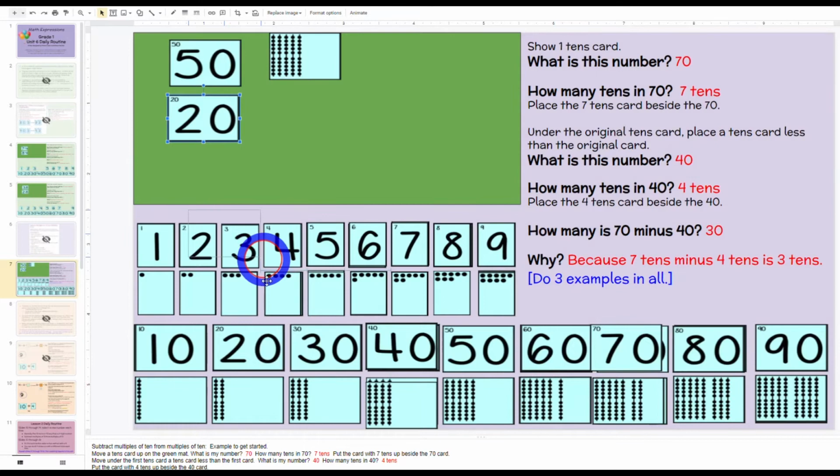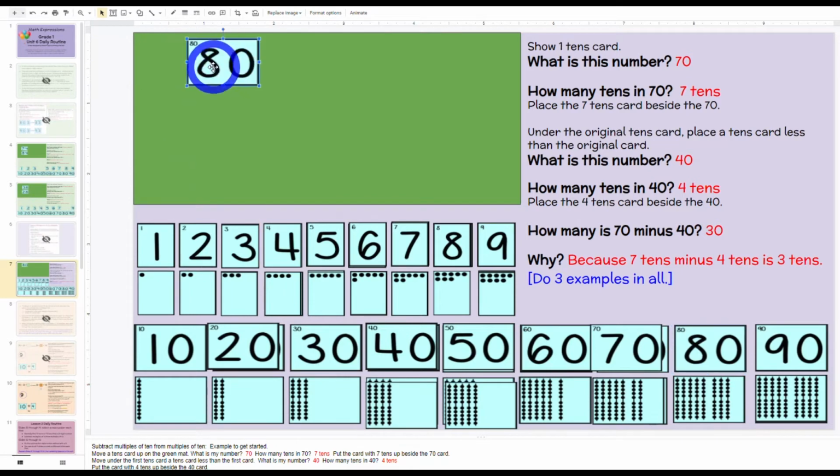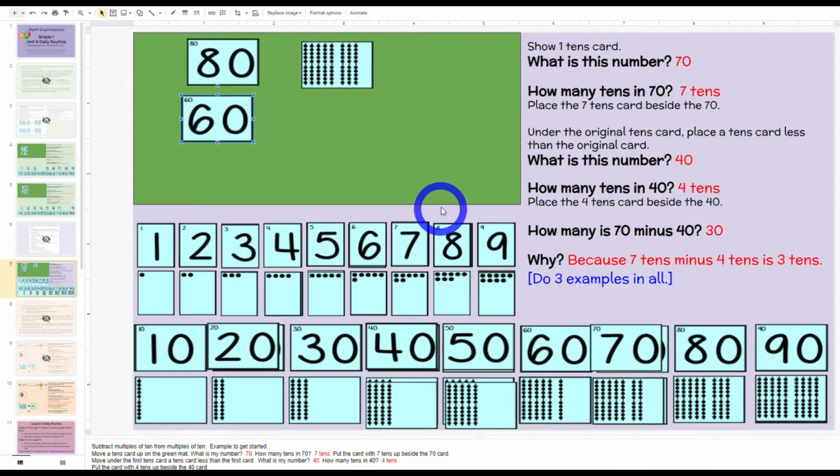Let's try another one. We'd put all these ones back. Boys and girls, what's this number? 80. How many tens are in 80? 8 tens. Boys and girls, what's this number? 60. How many tens are in 60? 6 tens. Boys and girls, read it with me. 80 minus 60, think about it. Class, 20. Let's say it together. 8 tens minus 6 tens equals, class, 2 tens. 8 tens minus 6 tens equals 2 tens. 80 minus 60 equals 20.